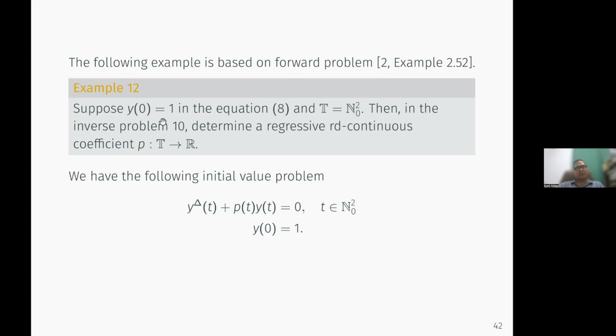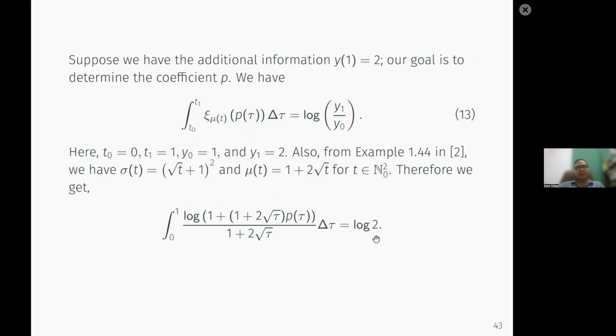Suppose we have y(0) equals 1 in the equation, and the time scale we choose as n0 square, so it's 1 square, 2 square, and 3 square, these points. Then in the inverse problem which we discussed, we want to determine a regressive coefficient p, defined from T to R. So in this case, we have the following initial value problem: y del t plus p(t) y(t) is 0, with y(0) is 1. And we can write down the equation.